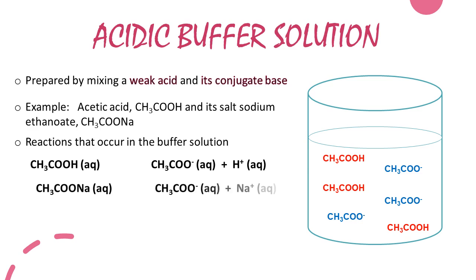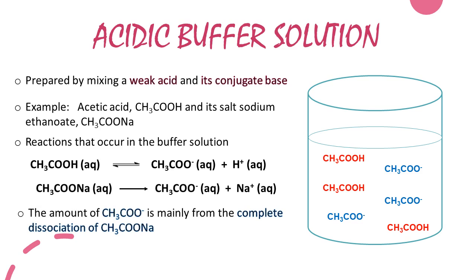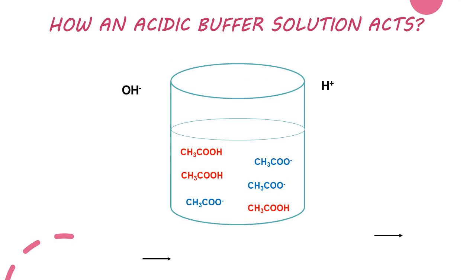Note that we have two different arrows here, reversible and single arrows. A reversible arrow indicates partially dissociated, while a single arrow indicates completely dissociated. Hence, the amount of conjugate base in the solution is mainly from the complete dissociation of the salt. How does an acidic buffer solution act?